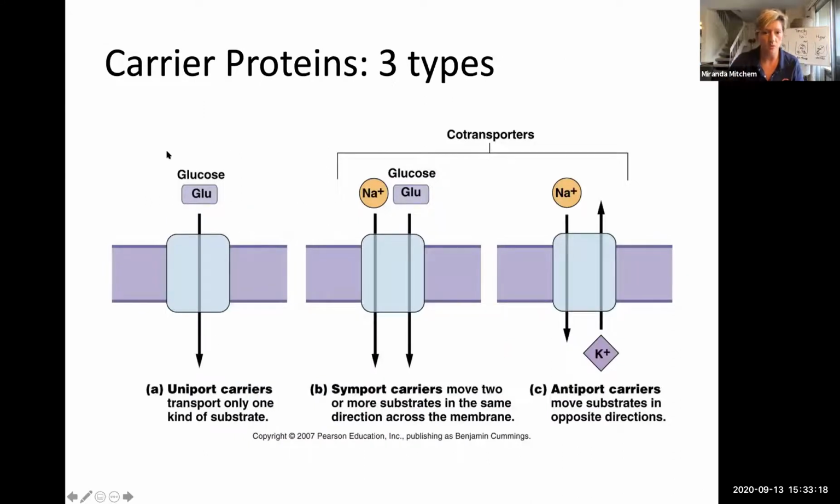So this is the uniport moving one thing in one direction. Symport, sim meaning together, and it's moving two things in the same direction. And then the antiport co-transporter moves two things in opposite direction. So both of these are considered co-transporters because they're moving two different things.